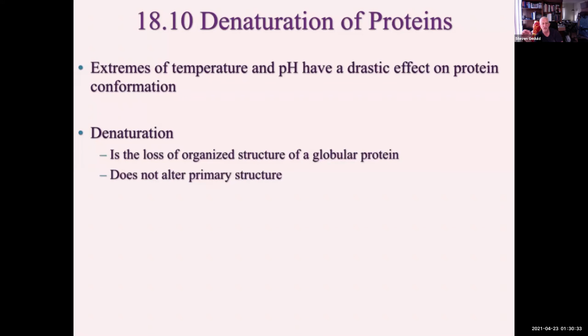It does not alter the primary structure. Because think about it, all it's doing is breaking the bonds between the R groups. It's not modifying the primary structure at all. It's just modifying the quaternary and the tertiary structures.